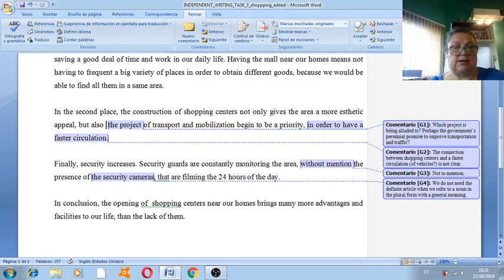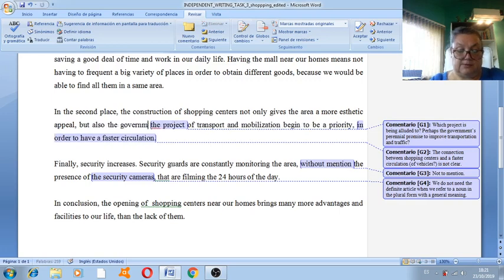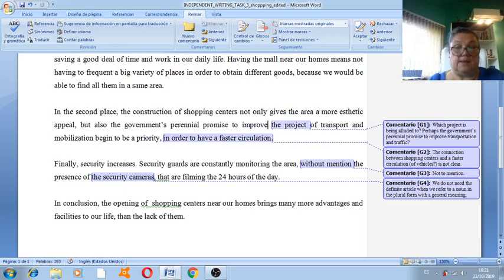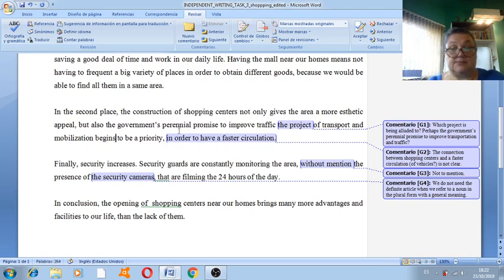So we will write something like, but also the government's perennial promise to improve. Let's follow the main structure of the sentence. In the second place, the construction of shopping centers not only gives the area a more aesthetic appeal, but also the government's perennial promise to improve traffic begins to be a priority.